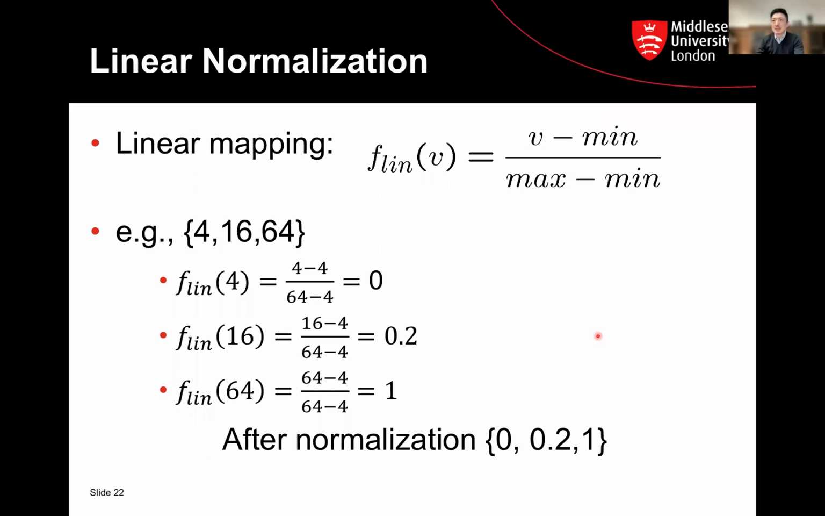Okay. And so here shows the example. We have 3 numbers, minimum and maximum. And so this will be 0 and this will be 1. And this will be somewhere in between. In this case, that's the formula. And that gives you the value of 0.2.